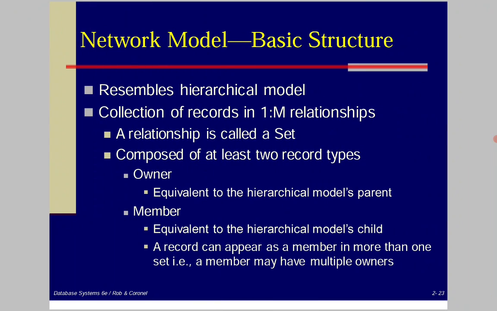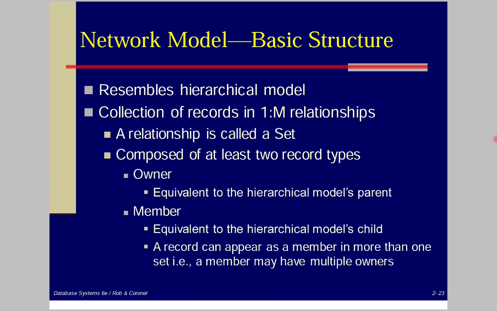So the structure of a network model. What is the structure, and how is the network model working? It resembles the hierarchical model, a collection of records in 1:m relationships. A relationship is called a set, composed of at least two record types, owner and member. So the network model is nothing but a reassembly of the hierarchical model.